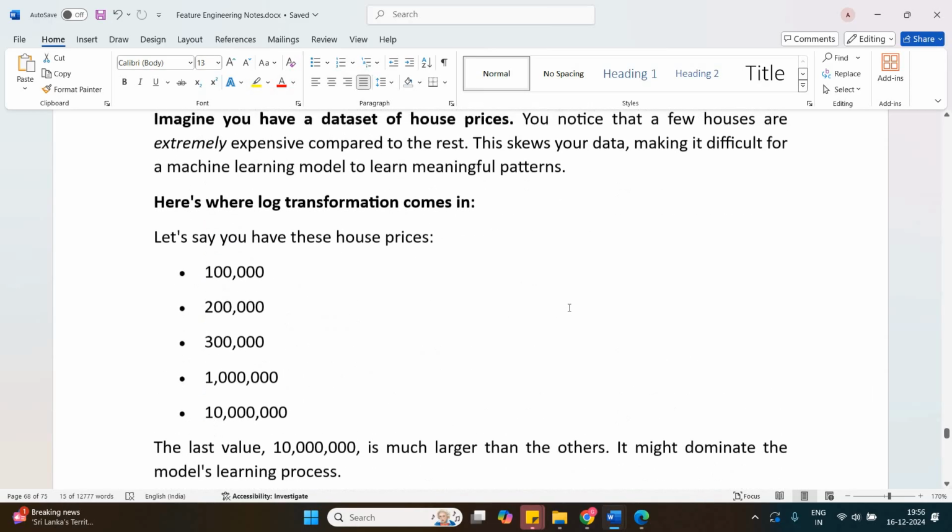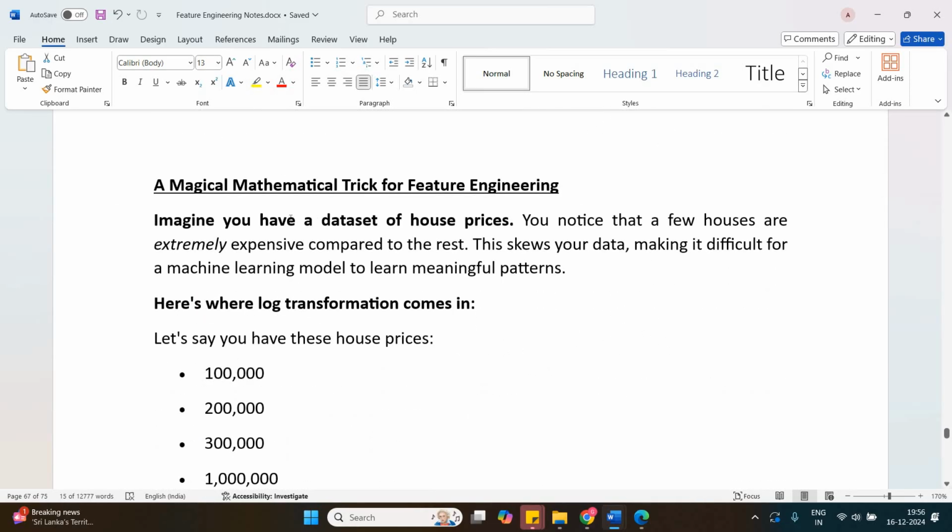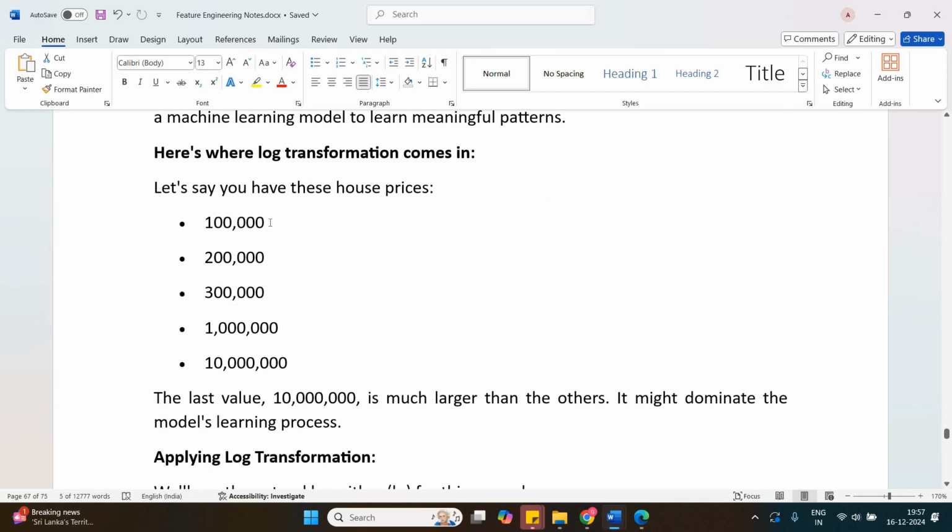So I'm just going to give you another example here related to house prices. Imagine you have a data set of house prices. You notice that a few houses are extremely expensive compared to the rest. If you see here, this is 1 lakh, 2 lakh, 3 lakh, and then this is around 10 lakhs, and this is 1 crore. You can see that this 1 crore is much larger than the others. Especially this one is really small compared to that one.